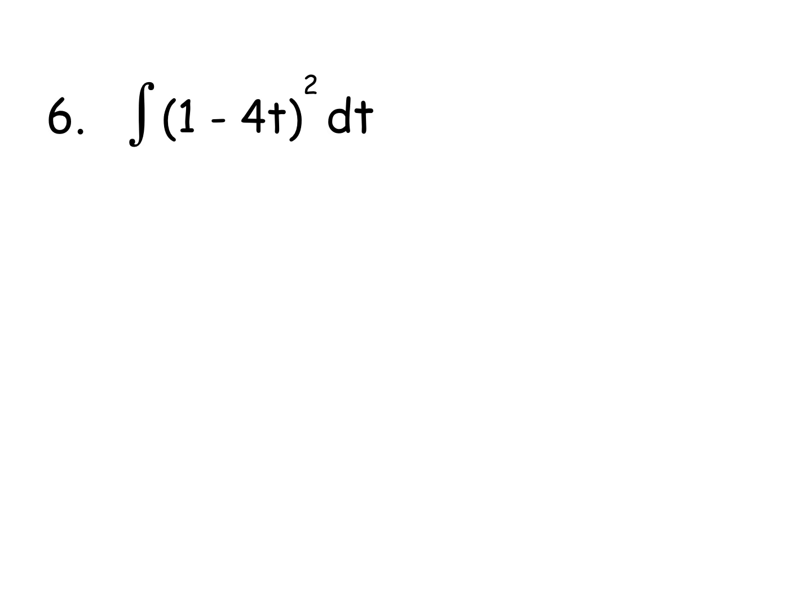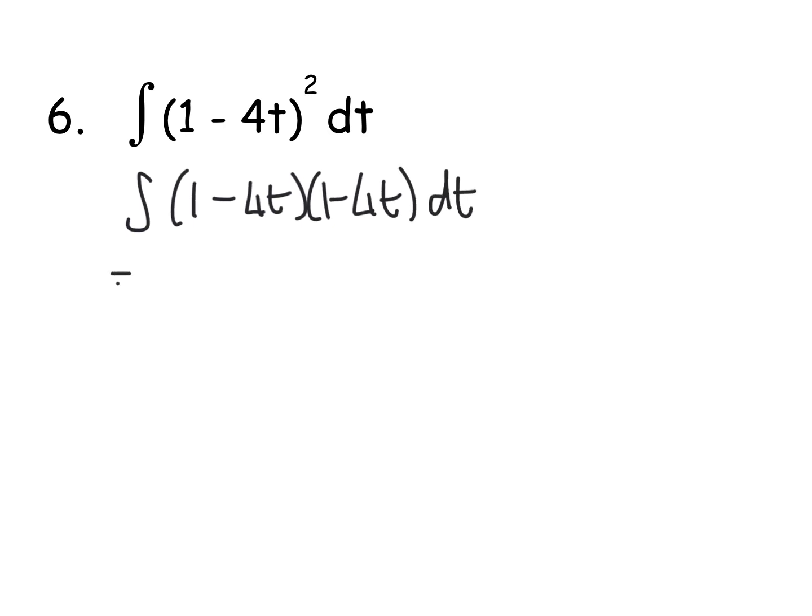Now there's going to be a wee bit more of prep work involved. So in this one, later on you are shown how to integrate brackets with powers, but your natural instinct at this point should be to rewrite this as 1 minus 4t, 1 minus 4t. So square out the bracket. Now when we multiply this out, we get the integral of 1, take away 4t and 4t, so take away 8t, and then a plus 16t squared.